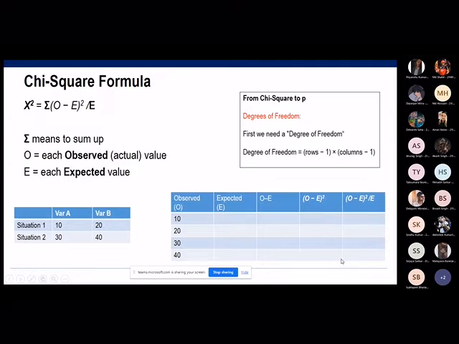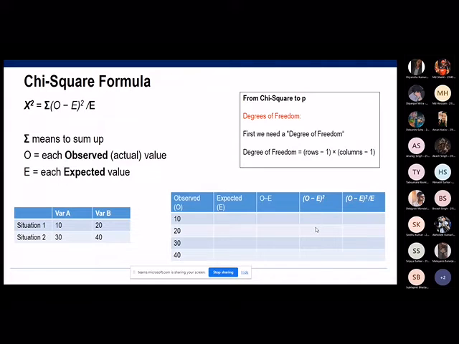So after you get these values, you have to find the sum. Sum means total. So you can see the formula: after you calculate O minus E whole square divided by E, you have to do a sum. Sum means summation. You have to find the total of these values. Whatever total value you get, that will be your chi-square value.